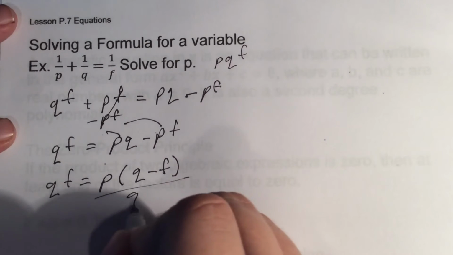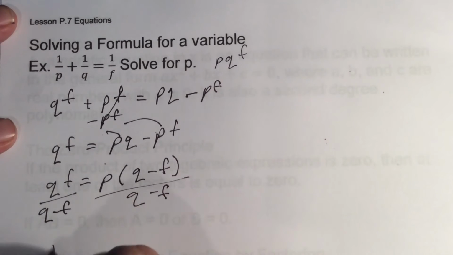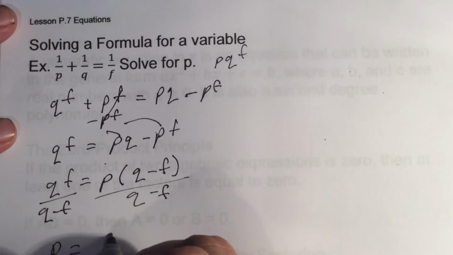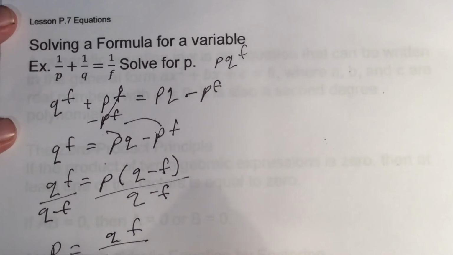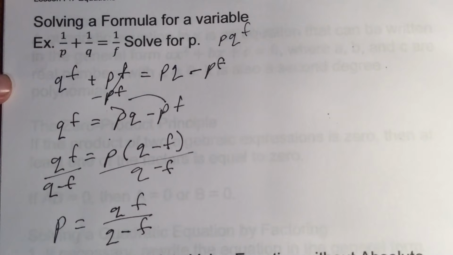And then we're going to divide out the q minus f. So in other words, p is going to equal qf over q minus f. And that'll be our solution there.